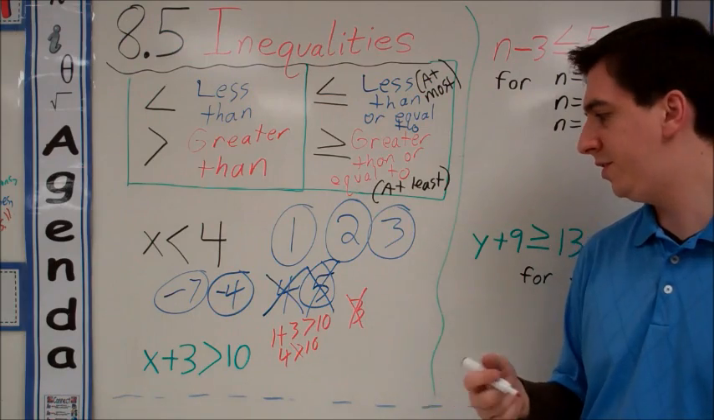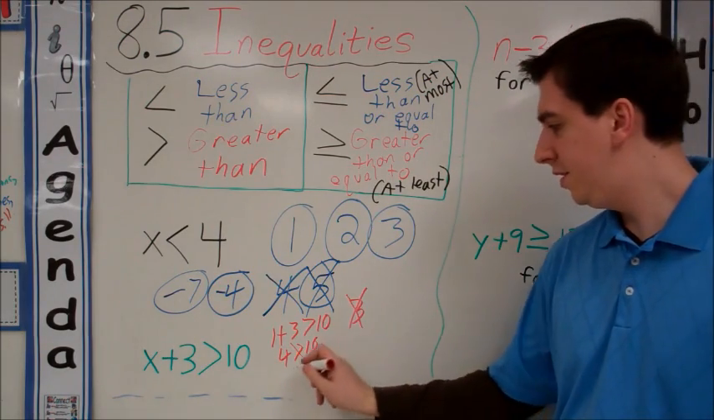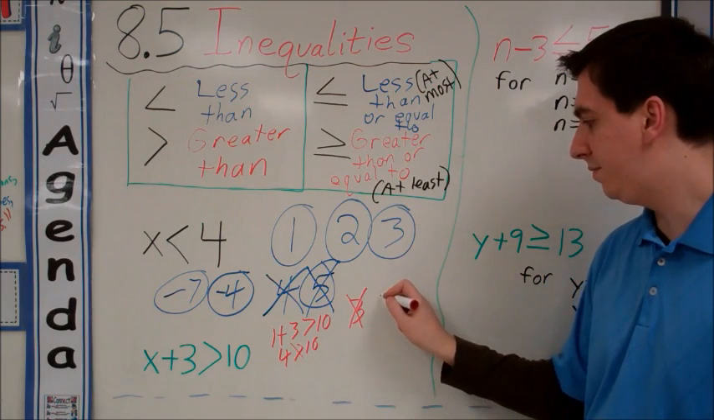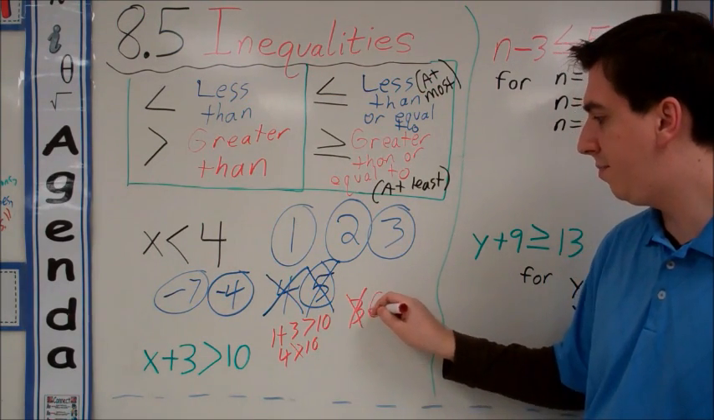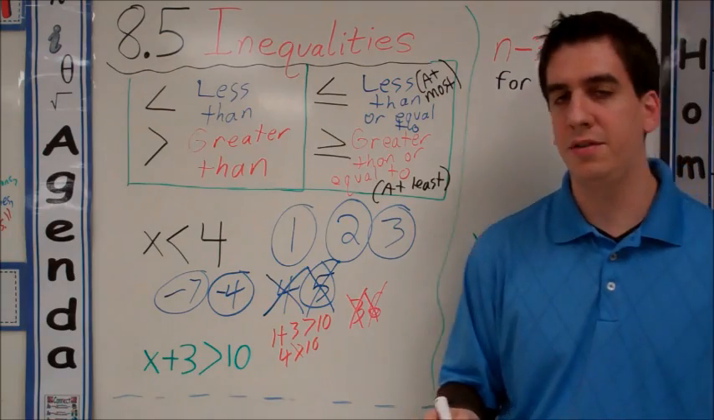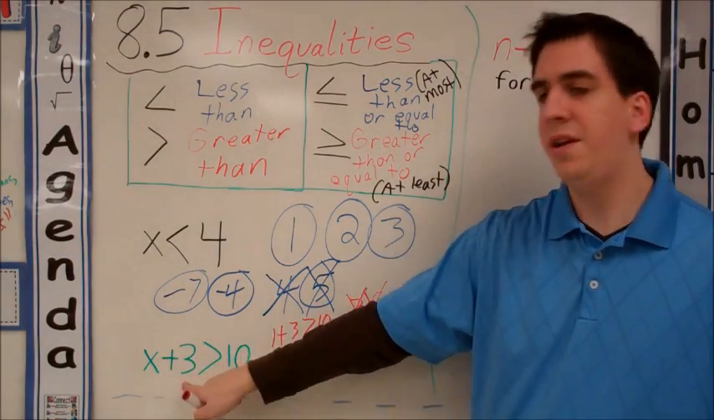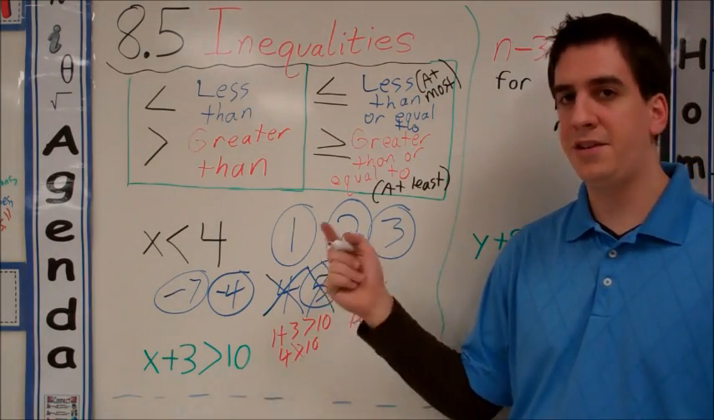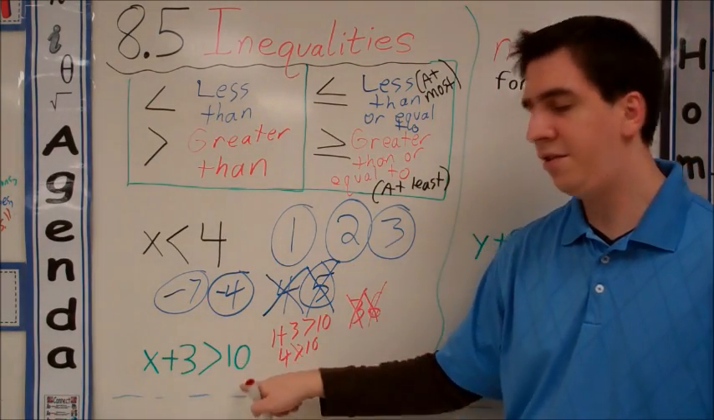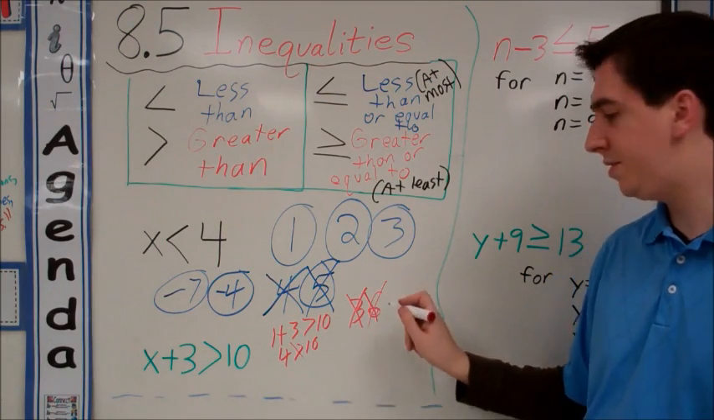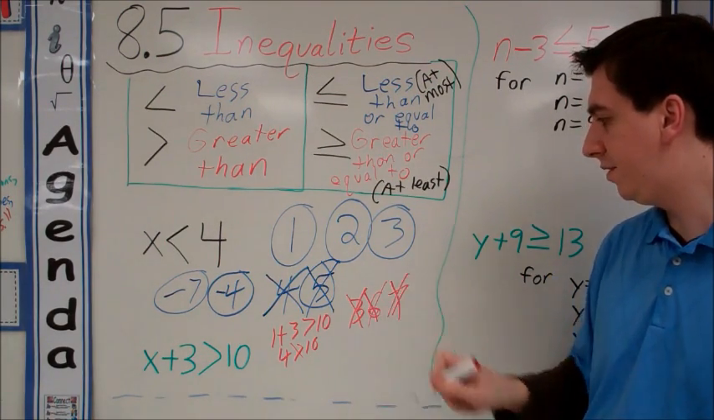Let's use a higher number. Let's use 6. 6 plus 3 is 9. Is 9 greater than 10? No. So we know that our original number that we plugged in, 6, does not work. Let's try 7. 7 plus 3 is 10. And then you ask yourself, is 10 greater than 10? No. So what was that number that we plugged in again? That was 7. 7 does not work.